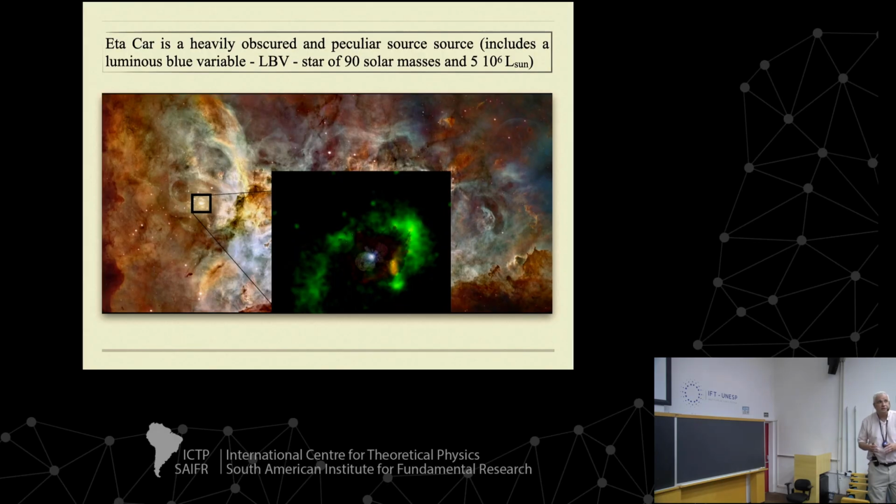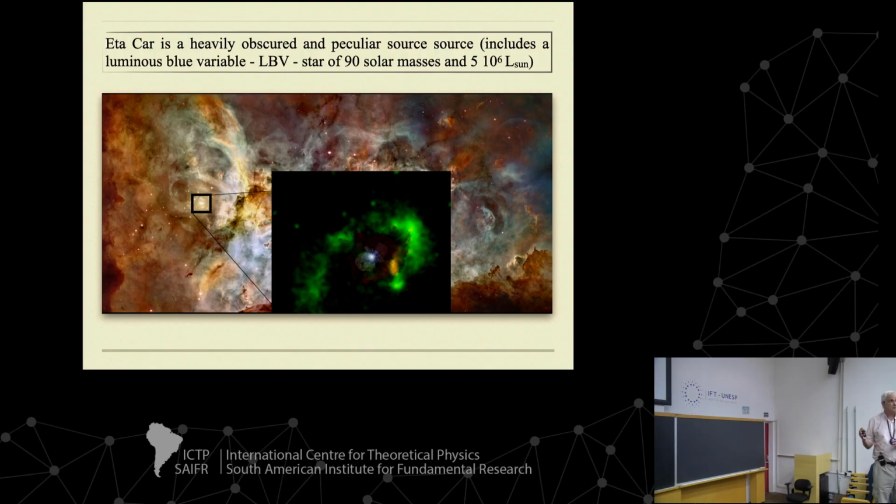Well, what are the examples we know in the galaxy of these systems that produce gamma rays? The most famous one is Eta Carinae. Eta Carinae is one of the most massive stars in our galaxy. Actually, it's a binary system. The most massive star has 90 solar masses, so it's huge. It's actually a luminous blue variable. It's a star that is very close to exploding.